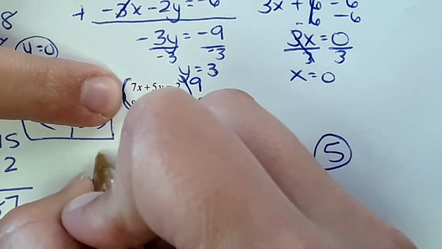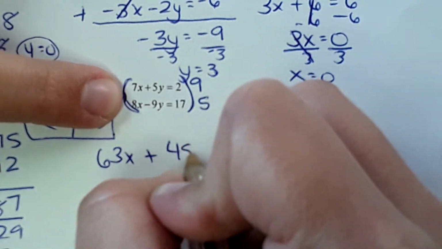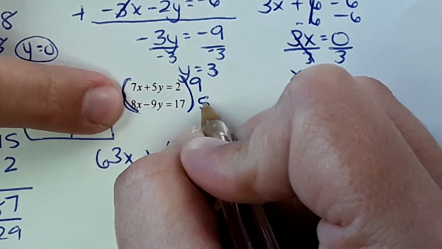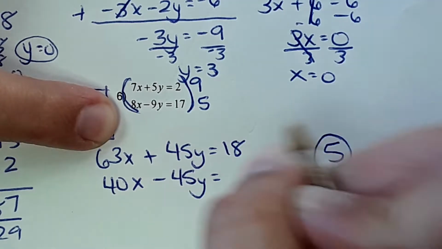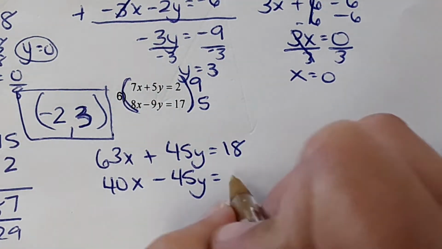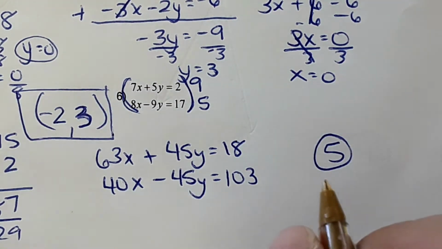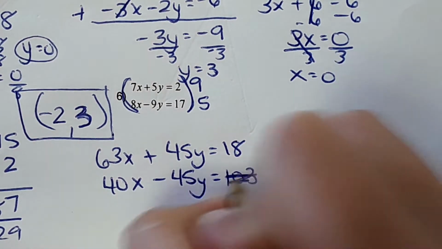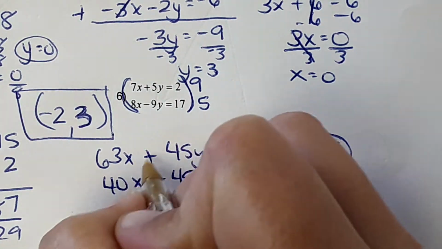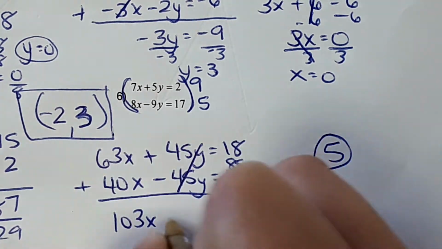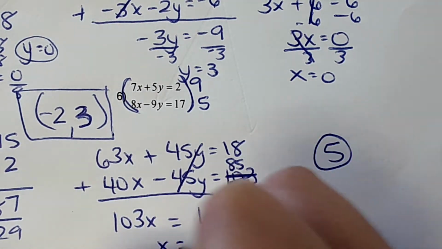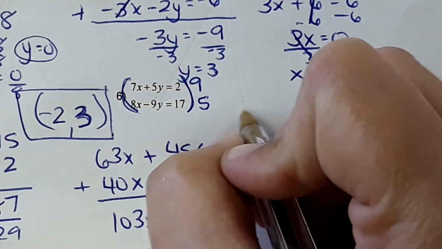So 9 times 7x would be 63x plus 45y, 18. Then times 5 would get 40x minus 45y. And 5 times 17 is 85. Sorry, this is 85. Okay, so 40 plus 63, 103x. This cancels, and then equal to 103, so x just equals 1. So all of that to get x equals 1, yes.